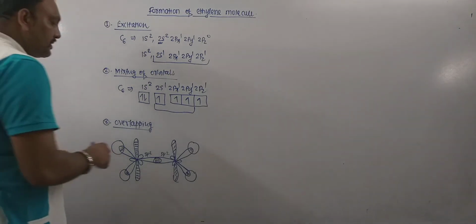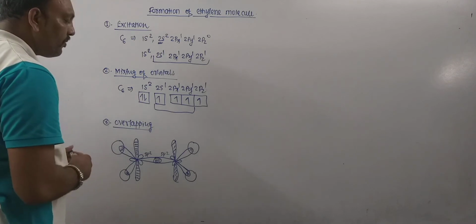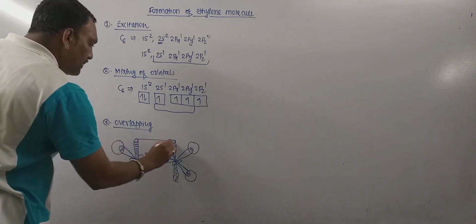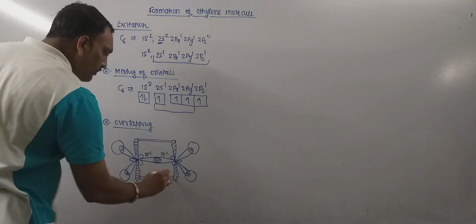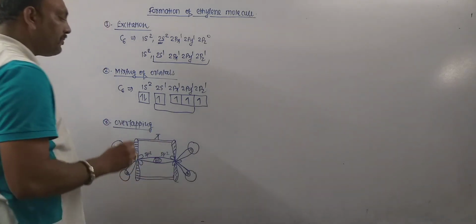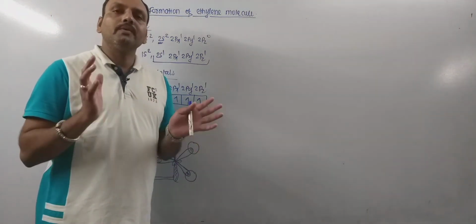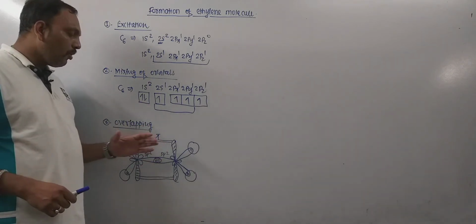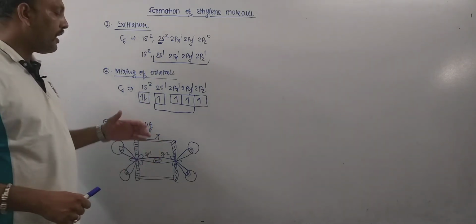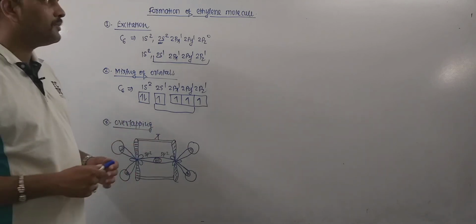Now the unhybridized pz orbitals of both carbon atoms overlap laterally with each other, and remember, due to lateral overlap a pi bond is formed in between two carbon atoms. In this way ethylene molecule is formed. So in ethylene there is a double bond in between two carbon atoms, out of which one is sigma whereas the other bond is pi bond.